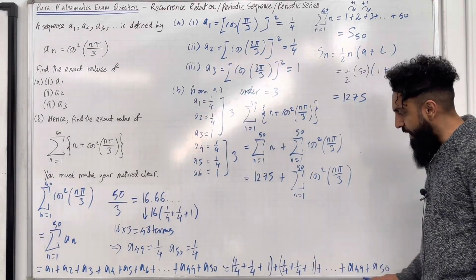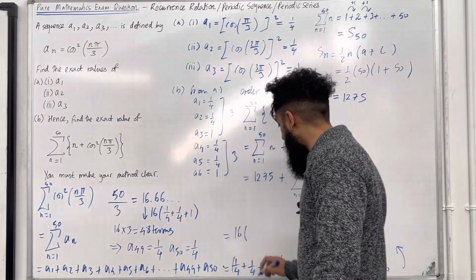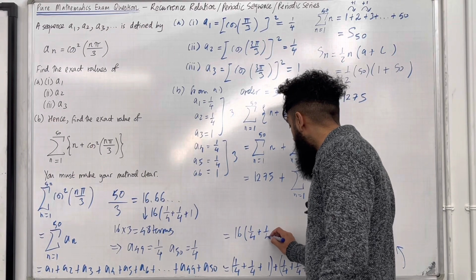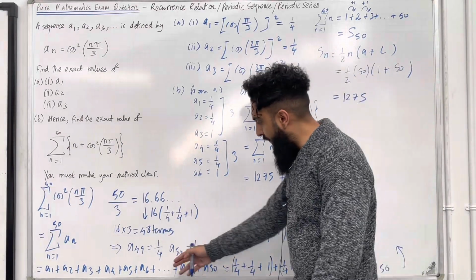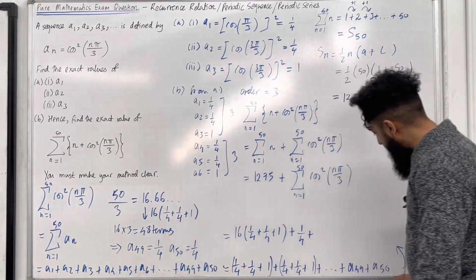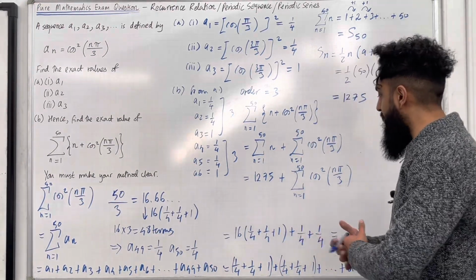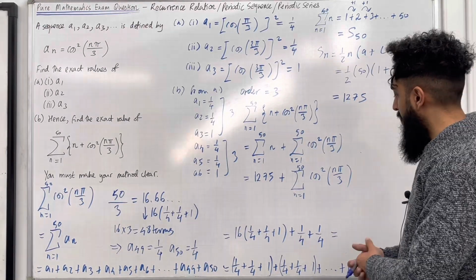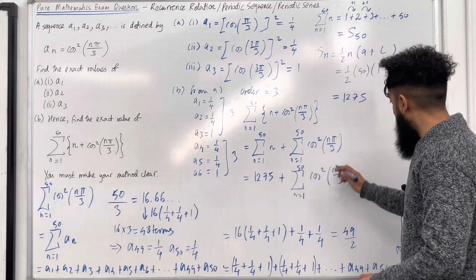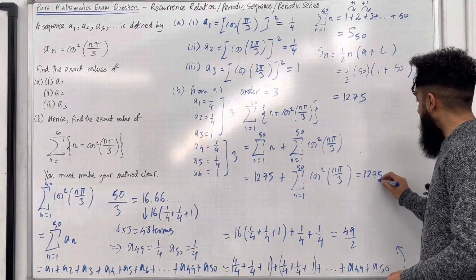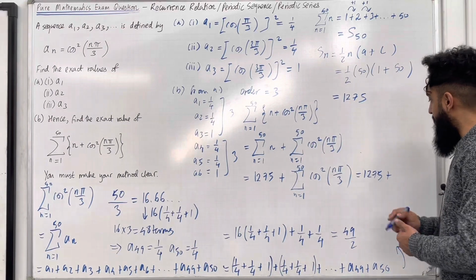Right, so I can simplify this particular summation. This will equal 16 lots of a quarter plus a quarter plus 1, plus a49, which is a quarter, as explained, plus a50, which is also a quarter, as explained. Now I can put this into my calculator, and if I do this, I get 49 over 2. So I can go back over here. I've got 1,275 plus the value of this summation here. The value of this summation is 49 over 2.